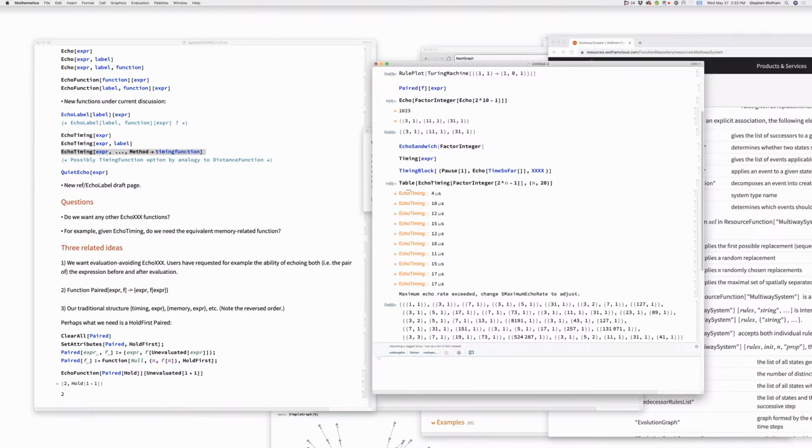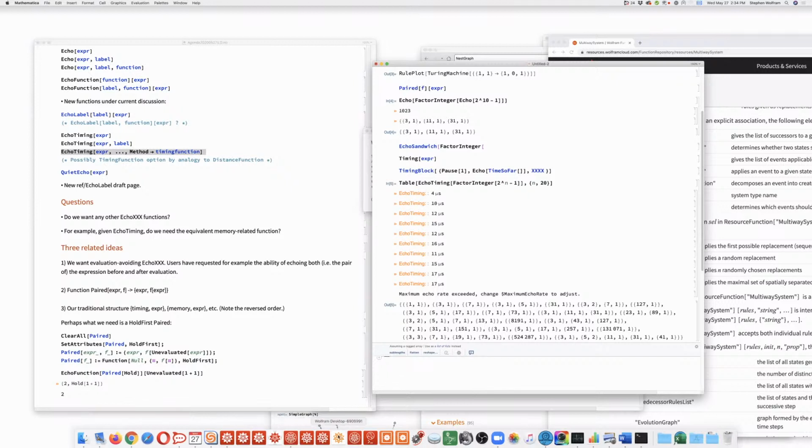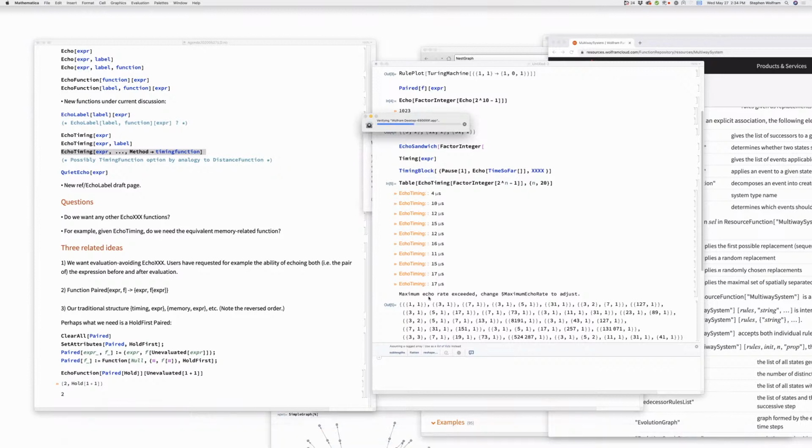Well, so how do I run the new echo timing? It's present in 12.2. Oh, okay, fine. Well, look at that. My 12.2 is not gummed up running Turing machines. I don't even know how I was managing to run this echo timing here. I like the fact that it's showing microseconds. That's cool. What is this maximum echo rate exceeded?